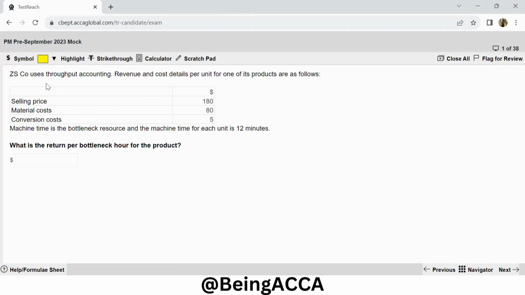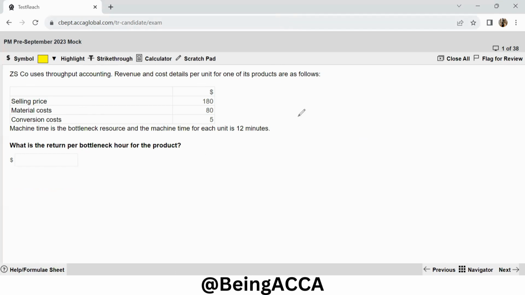ZS company uses throughput accounting. Revenue and cost details per unit for one of its products are as follows. We have the selling price, material cost, conversion costs. Machine time is the bottleneck resource, and the machine time for each unit is 12 minutes. So the requirement is what is the return per bottleneck hour for the product.